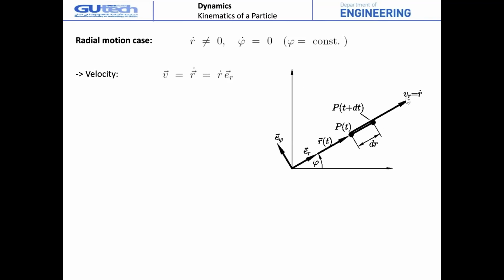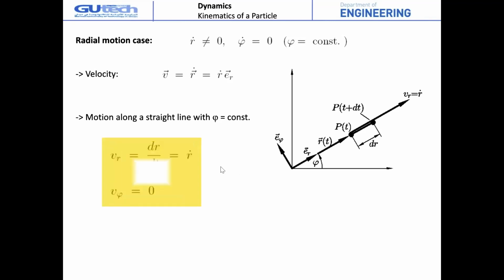Then for VR, the radial velocity is equal to the time derivative of the position projected along the radial direction. In this case, we have motion along a straight line, like a one-dimensional case, with the angle phi constant. Then in this case, the velocity v phi is equal to 0.